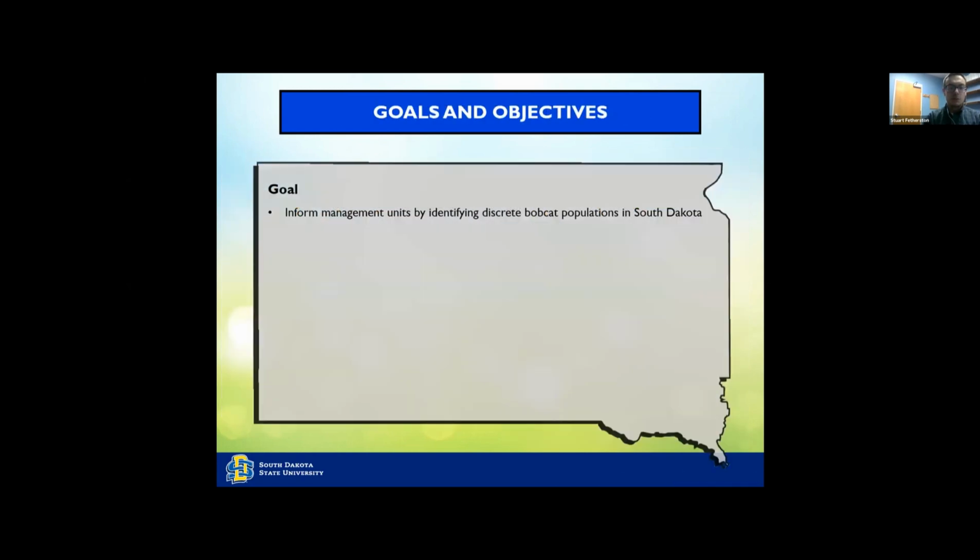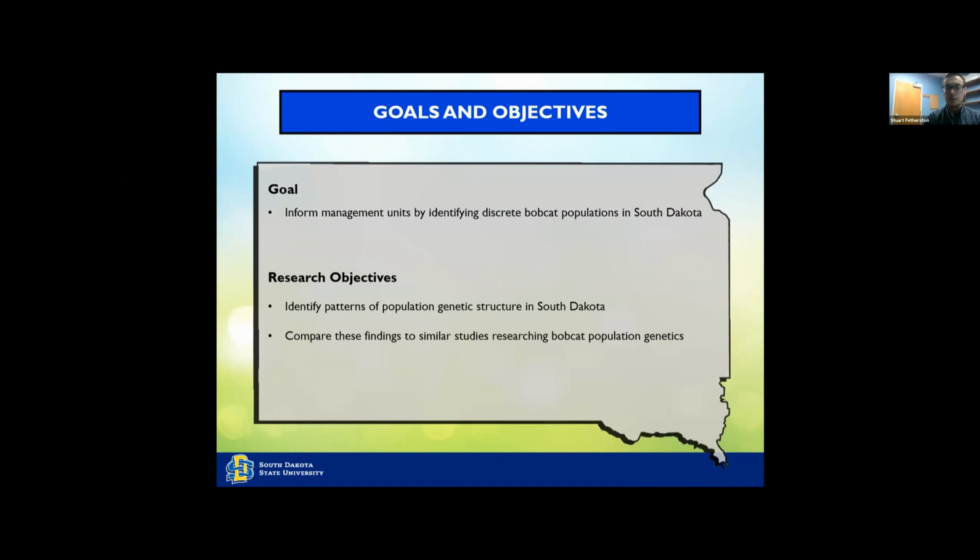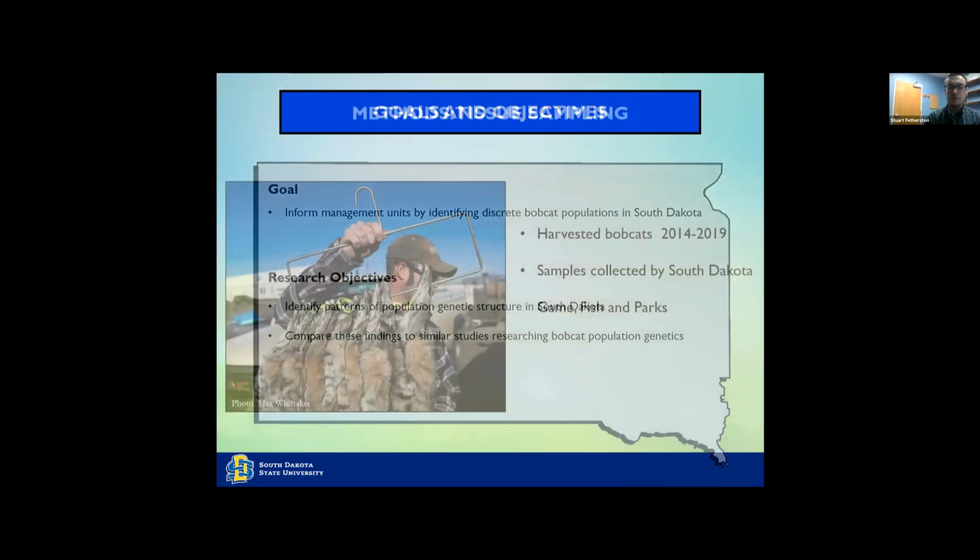And so the goals of my project are to inform management units by identifying discrete bobcat populations within the state. And more specifically, I want to identify the patterns of this population genetic structure and compare these findings to similar research on bobcat population genetics.